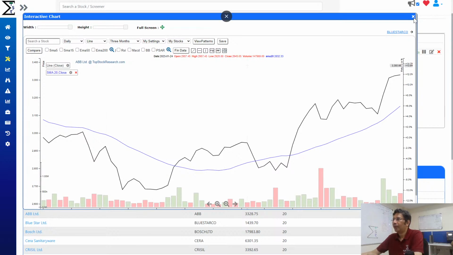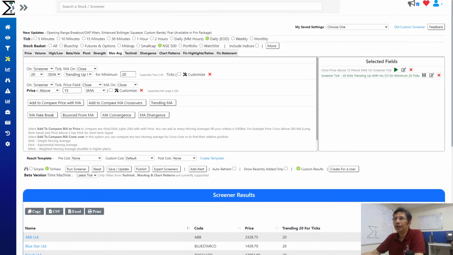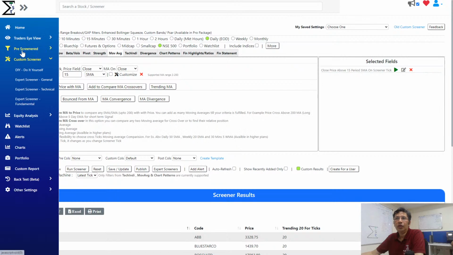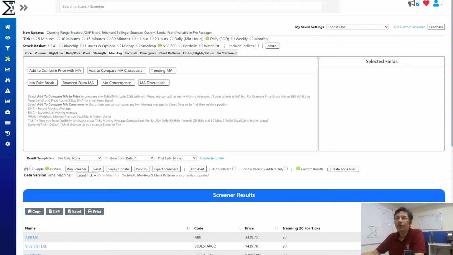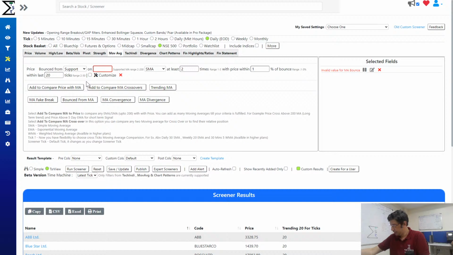Now it's time to see this in the real world. So again, where do you go? Go to custom screener, DIY. In the DIY, go to the moving average tab. In the moving average tab, what we are looking for is bouncing from a certain moving average. So basically, there are certain formulas which you can apply.